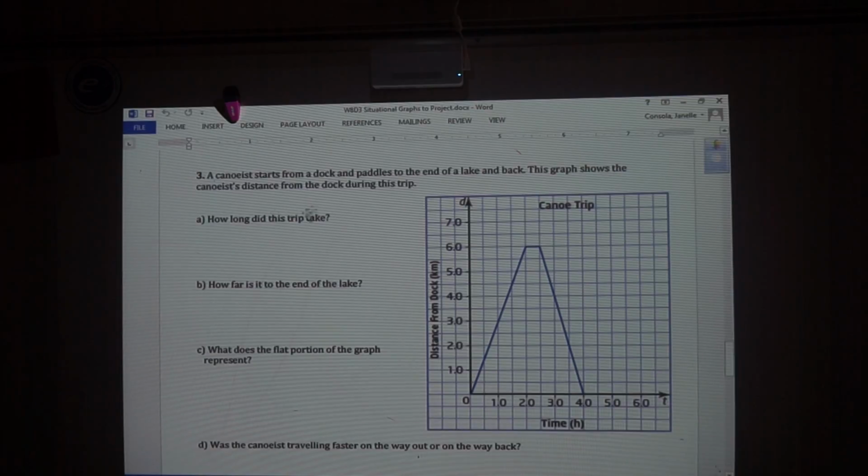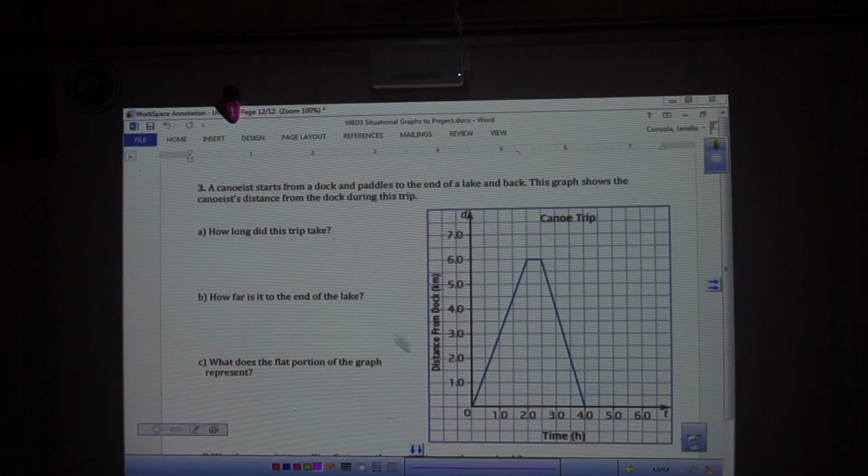How long did his trip take? So the first question is asking me, how long did my trip take? Well, this is the start of his trip right here, and this is the end of the trip. Let's look at how long that took, from 0 to 4. That's how long? 4 hours. How far is it to the end of the lake? Okay, notice he went to the end of the lake and then he came back. So how far from here to here? You're going to pay attention to your y-axis. It is 6 kilometers.